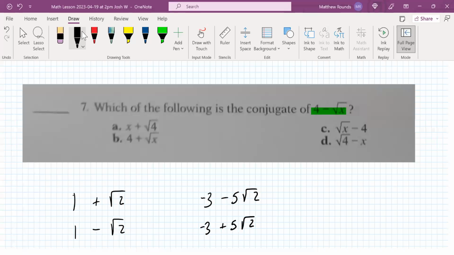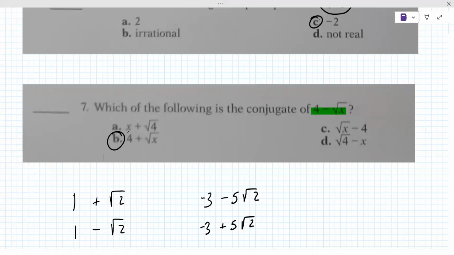Which one would that be? B. It is B. Good. All right. Very good. All right. So we're up to 8 now. It says to simplify each expression.